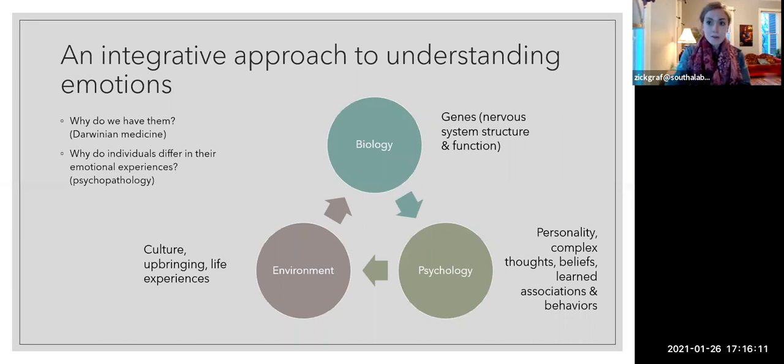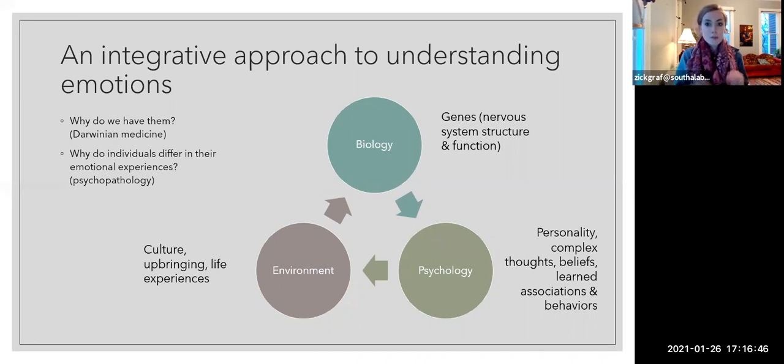Quickly, we're going to go back to Darwinian medicine, like we talked about last time, and ask, why do we even have emotions? Why would the ability to have emotions be conserved? Why did it benefit our species for survival or reproduction in our environment of evolutionary adaptation? And then for the bulk of the lecture, we're going to focus on why individuals differ in their emotional experience. So why some people have psychopathology where they have distressing, deviant, or dysfunctional emotional experiences, and why other people are less vulnerable to those emotional alterations.